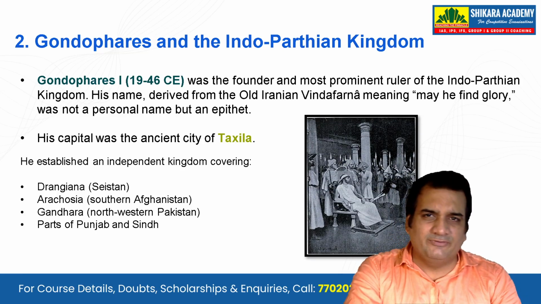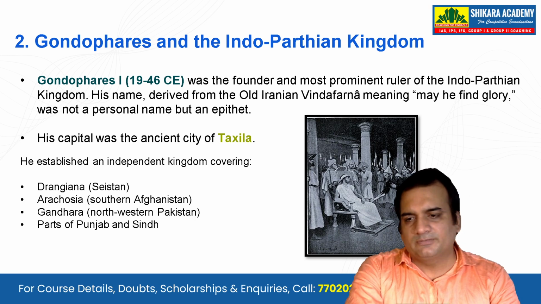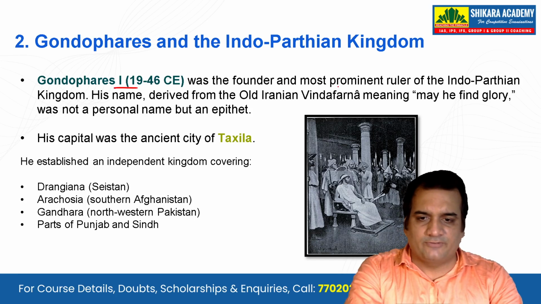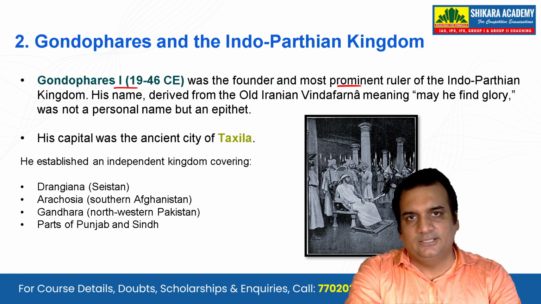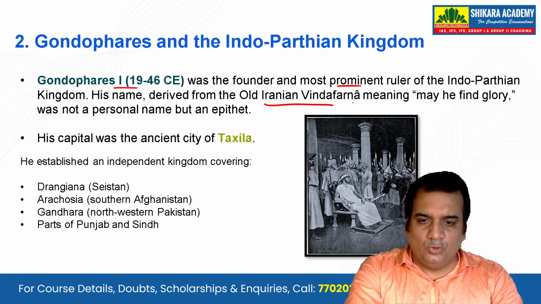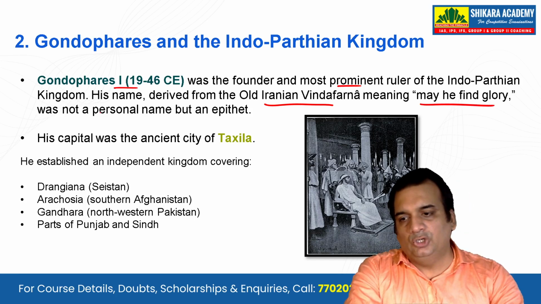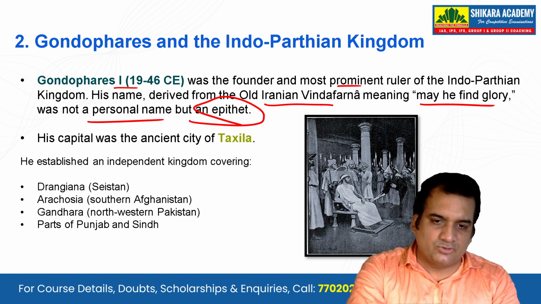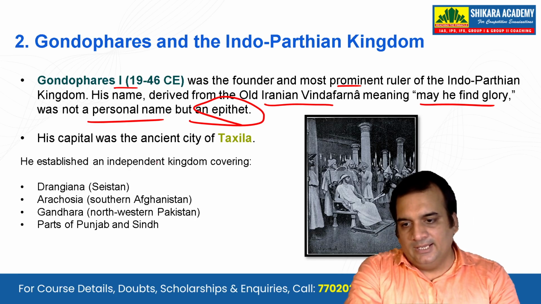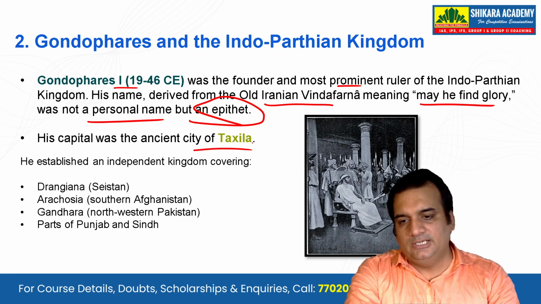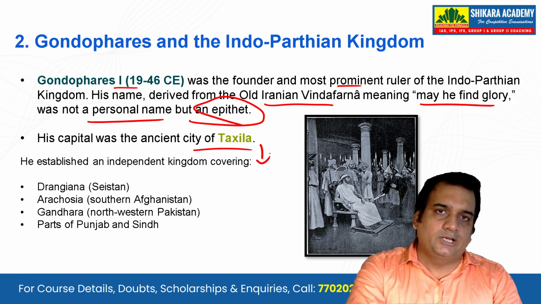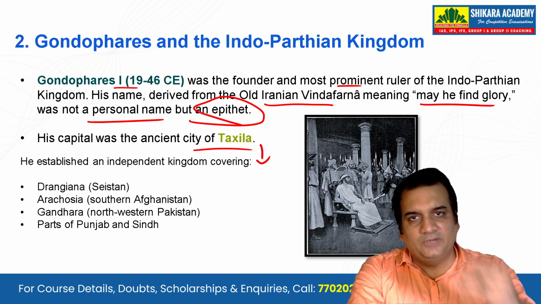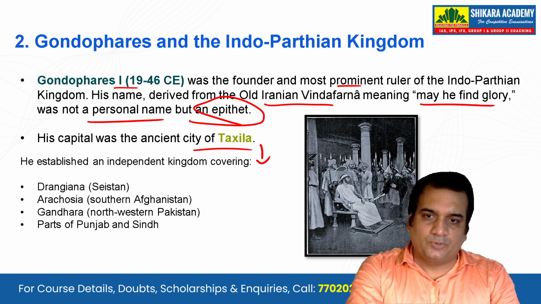There is not very much information about these Parthians, but whatever few details there are, let's discuss. Gondophares I was the founder and the most prominent ruler of the Indo-Parthian kingdom. His name, derived from the old Iranian meaning may he find glory, was not a personal name but an epithet. So Gondophares actually meant may he find glory. His capital was the ancient city of Taxila. You will see most of the foreign empires that invaded India had their capital at Taxila because that is the border province.